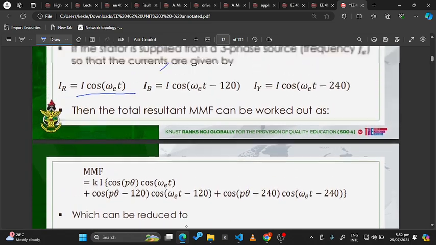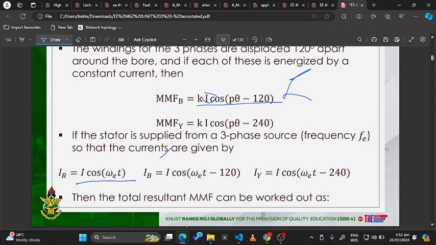So you have phase red. The phase red MMF is equal to K I. I said that the amplitudes are the same, so I cos of theta. You can see that the phase blue is lagging by 120 degrees over here, and the phase yellow is lagging by 240 degrees. If it's lagging by 240 degrees, it means it is leading by 120 degrees.